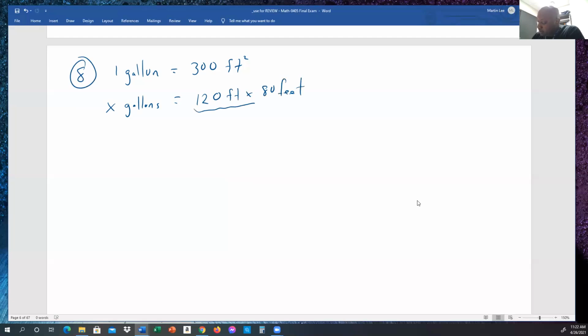Well, first, let's just multiply this together. So we get 120 feet times 80 feet, going to give us something feet squared. As feet times feet, you add your exponents and you'll get feet squared. And now 120 times 80 equals 9,600 square feet.